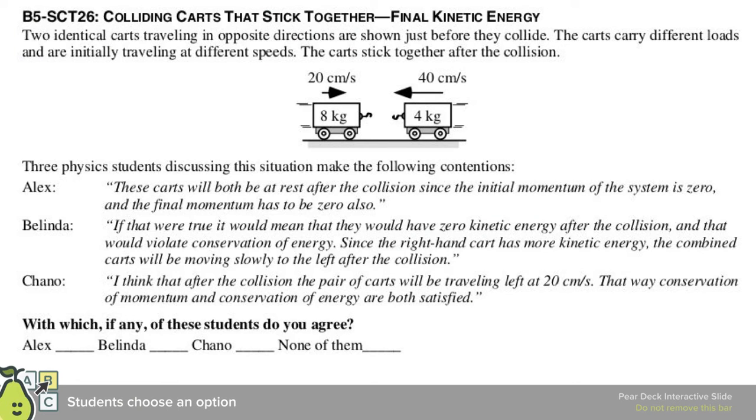Alright, two identical carts traveling in opposite directions are shown just before they collide. The carts carry different loads, initially traveling at different speeds. The carts then stick together after the collision, and three physics students discussing the situation make the following contention.